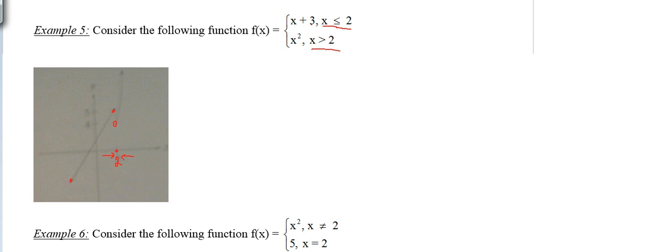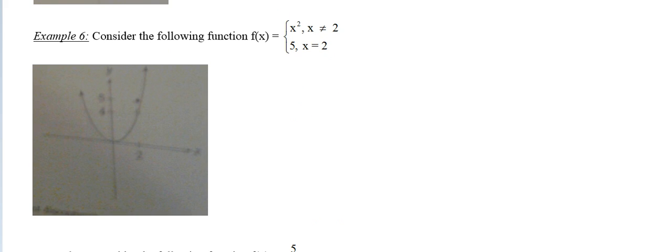This is an example of a jump discontinuity, because as we can see, the limit of f of x as x tends to 2 minus does not equal the limit of f of x as x tends to 2 plus.